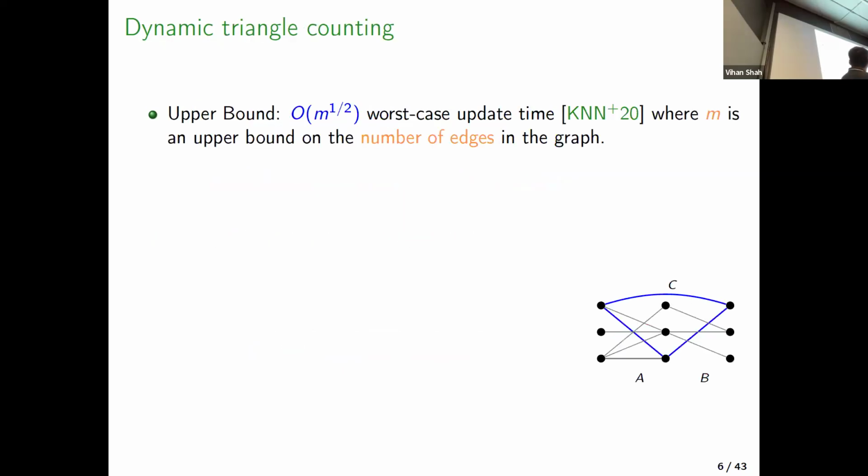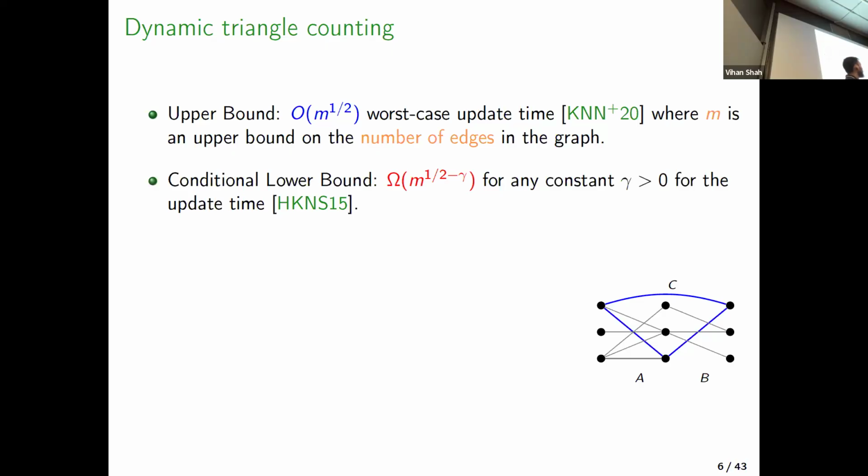Okay. So what do we know about subgraph counting in the dynamic model? Let's start with triangle counting. Triangle counting has an upper bound of square root m, given by Kara et al., where m is the number of edges. We also know a lower bound of roughly square root m. This is a conditional lower bound, conditioned on OMV. So square root m is kind of the right answer for counting triangles.